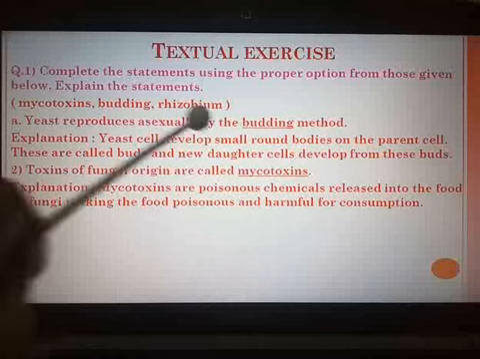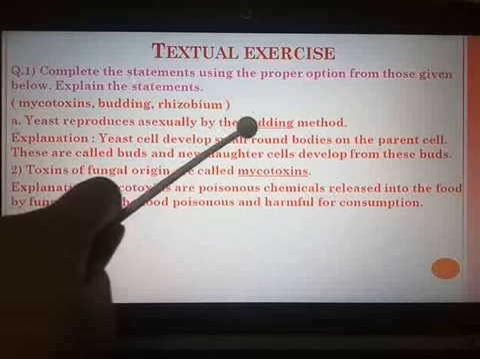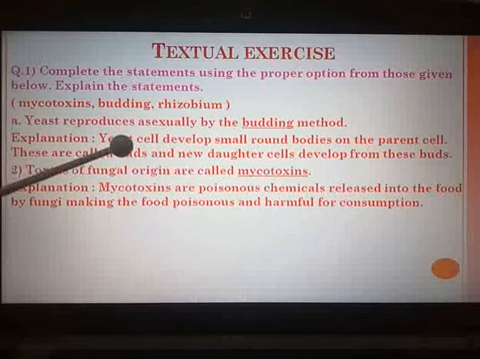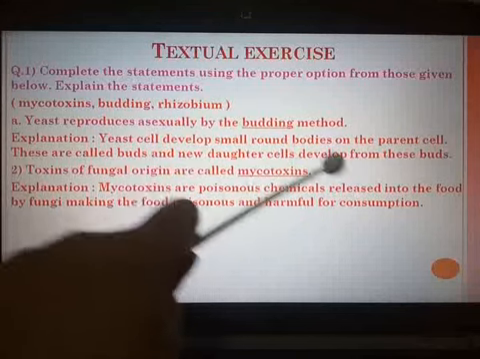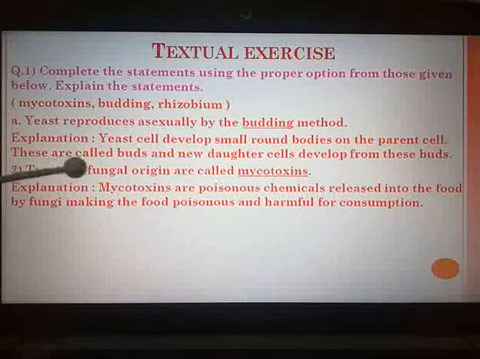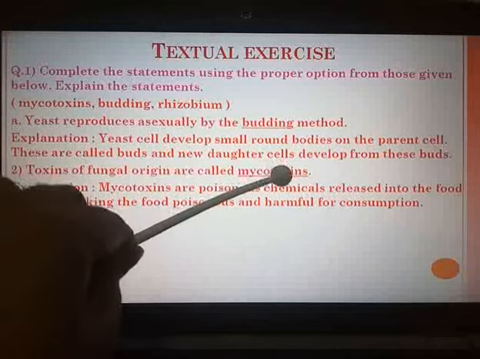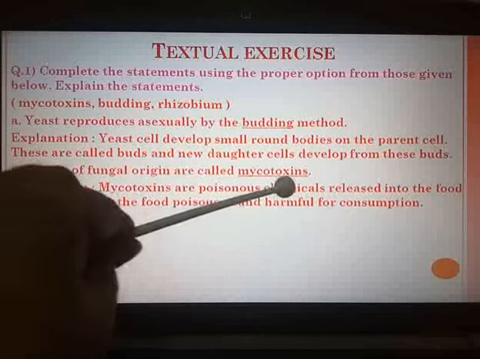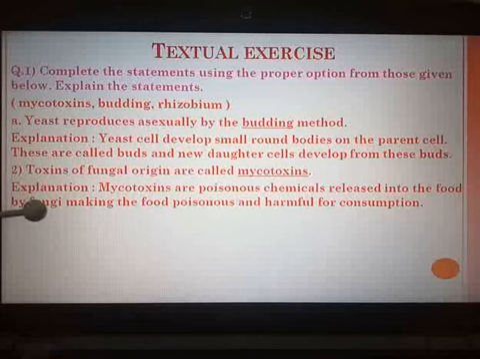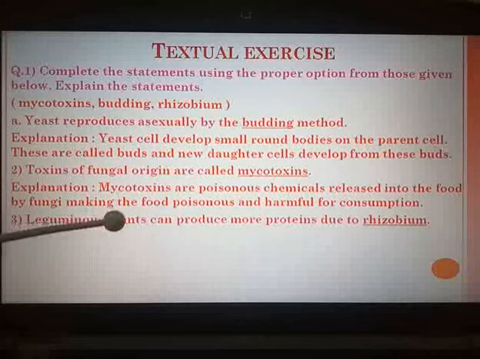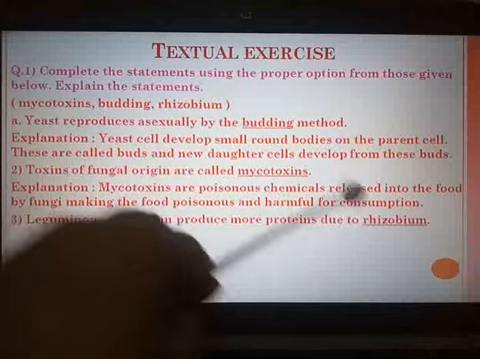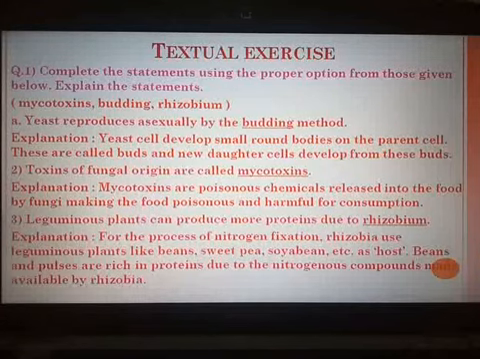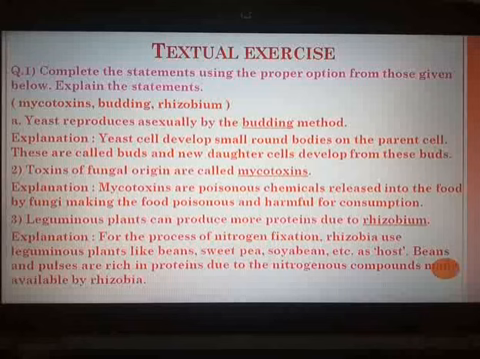The first answer is budding. The yeast cell develops small round bodies on the parent cell, which are called buds, and new daughter cells develop from these buds. Toxins of fungal origin are called mycotoxins, which are caused by fungi. So mycotoxins are the poisonous chemicals released into the food by fungi, making the food poisonous and harmful for consumption. And the last is leguminous plants can produce more proteins due to rhizobium. Explanation you can give in your own words.